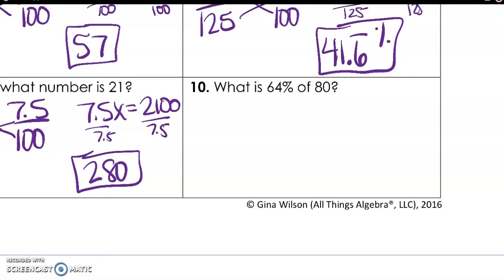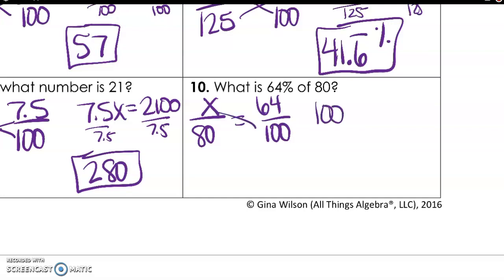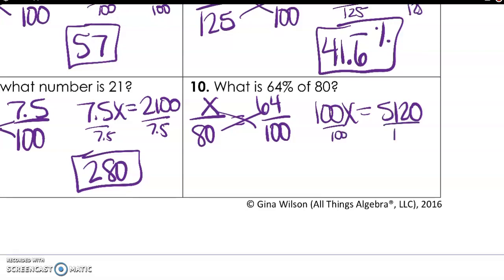And our last one, what is 64% of 80? So we don't know our is. x over 80 equals 64 over 100. So 100x equals 5,120. Divide by 100, and we get 51.2.